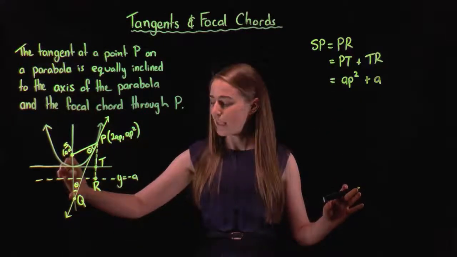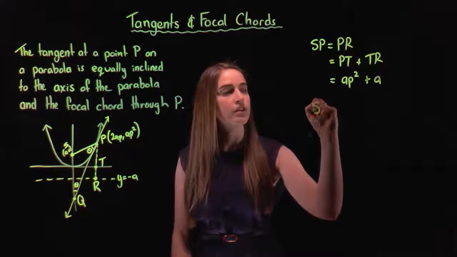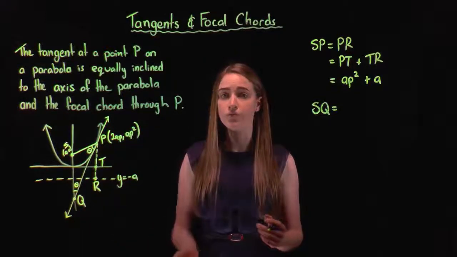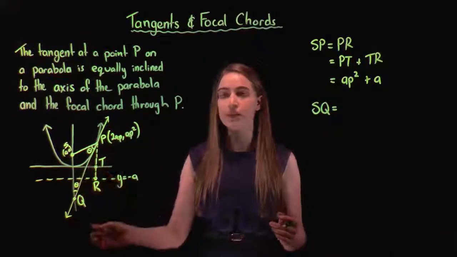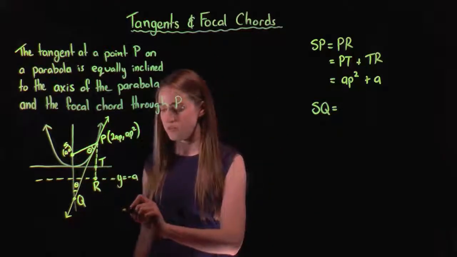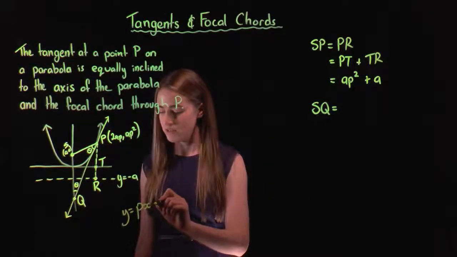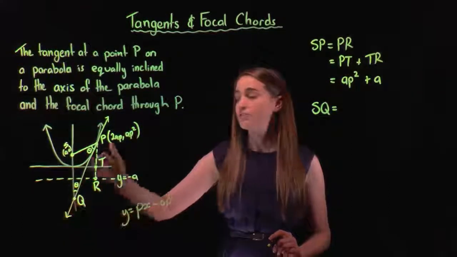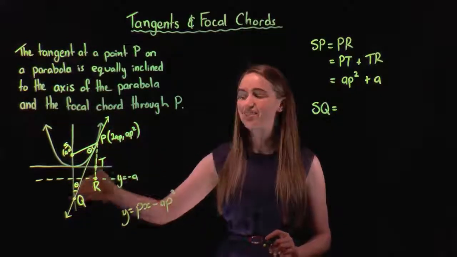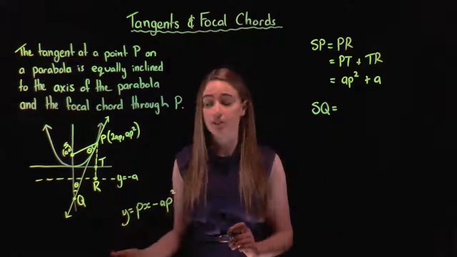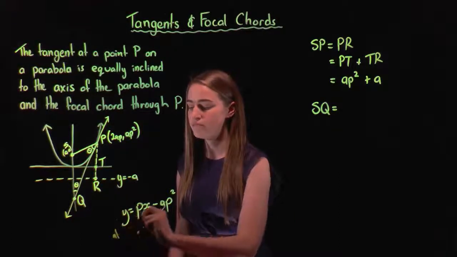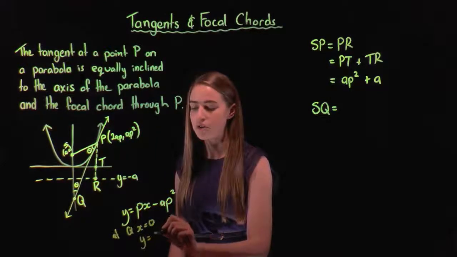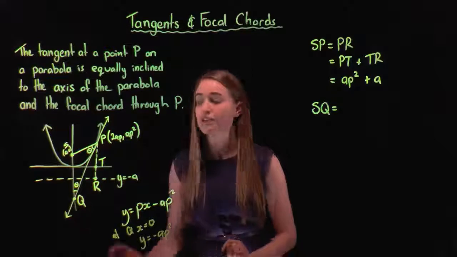Let's find the distance SQ. To find that distance, we need to know the coordinates of Q. We know that the tangent through P has equation y equals px minus AP squared. Now Q is the point where that tangent crosses the y-axis, so it's going to have x-coordinate 0. So at Q, x is equal to 0, which means that we have a y-coordinate of minus AP squared for Q.